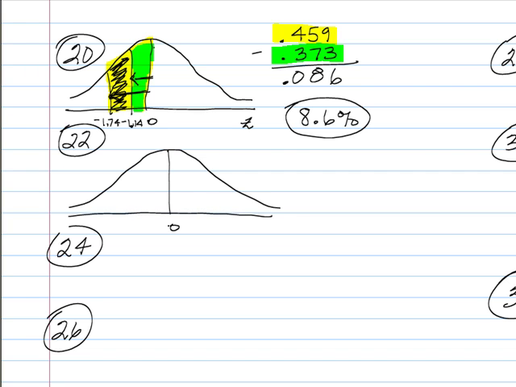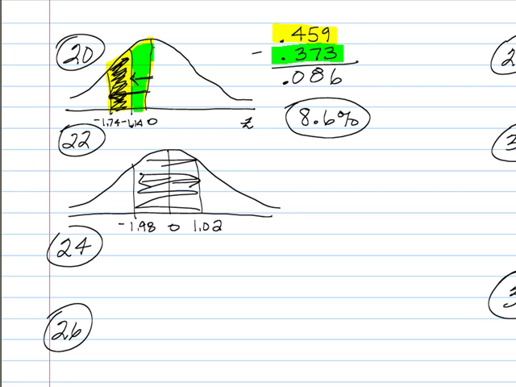Okay, so here's our basic drawing in 22. We're going from negative 1.98 to positive 1.02. So this is our area. Again, I'll scribble in the area where we want. Okay, so there's our area we want. So if we look at the table, we're going to have to look up this area and this area, and it looks like this time we're going to need to add. So again, I'll use my colors.